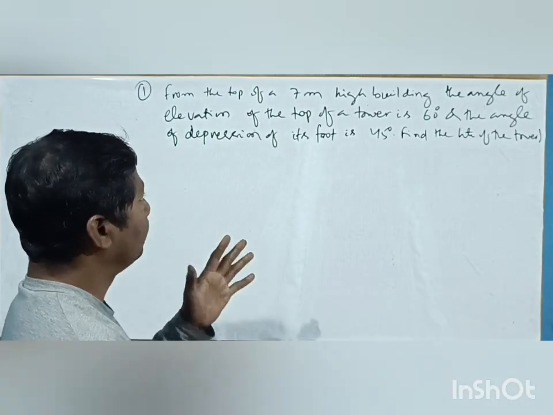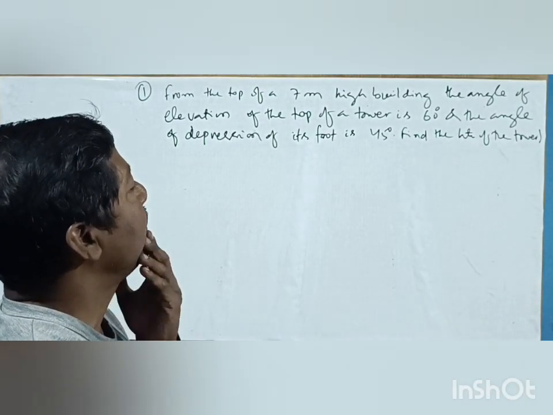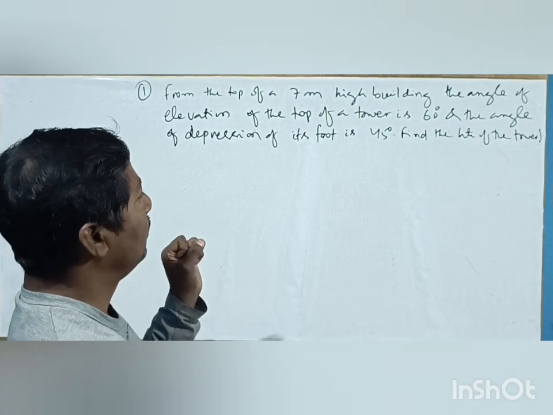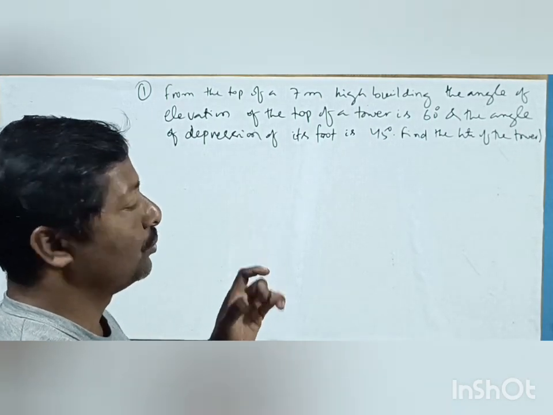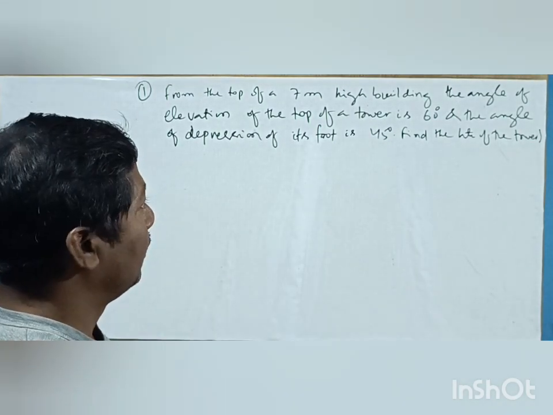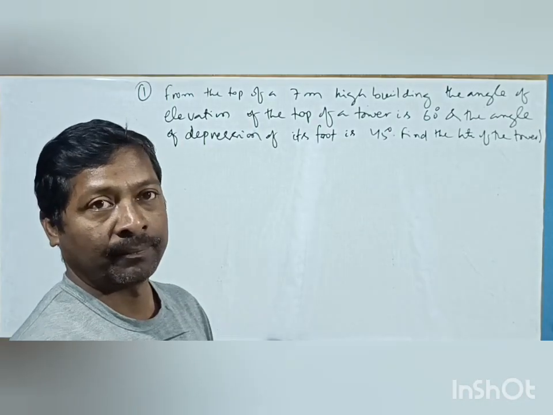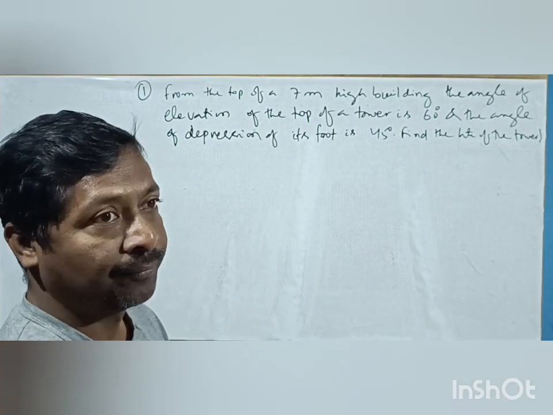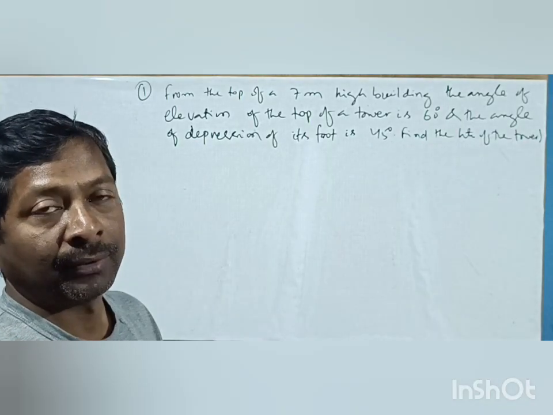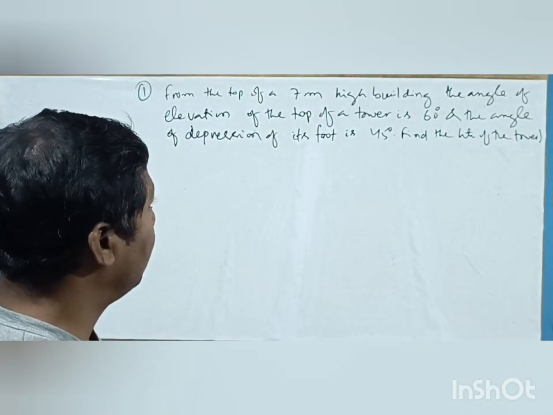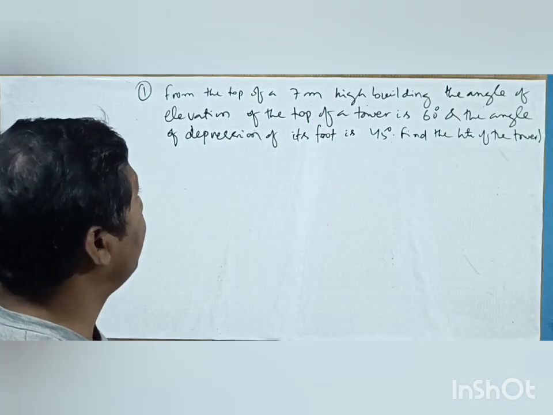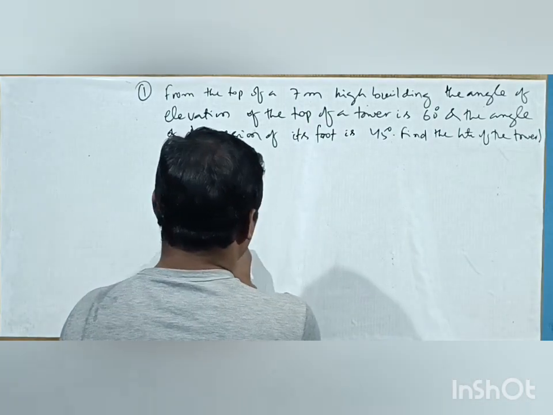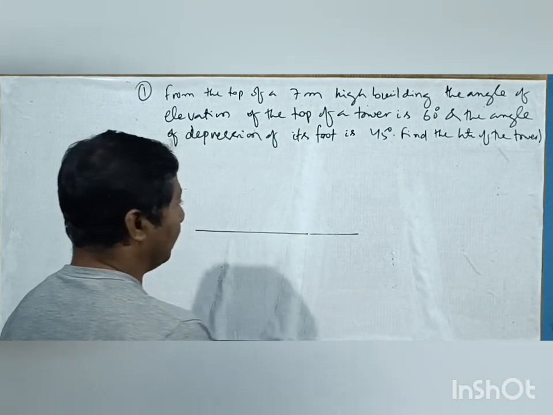First of all, let me warn you that after understanding the question, the diagram is very important. If you draw the diagram perfectly, the solution will be easy for you. Okay? So from the top of a high building. Let us make the ground first. This is the ground level.